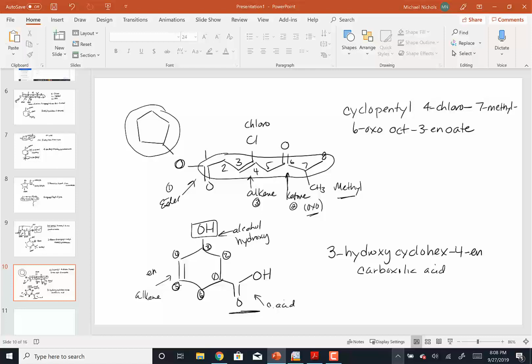Okay. So I think I've gone through all of the possible combinations of different ways to look at this, with some groups being high priority, some groups being lower priority functional groups. So if you have any questions on this, post them on Piazza or email me. But hopefully after you go through these, you have a much greater understanding of naming.